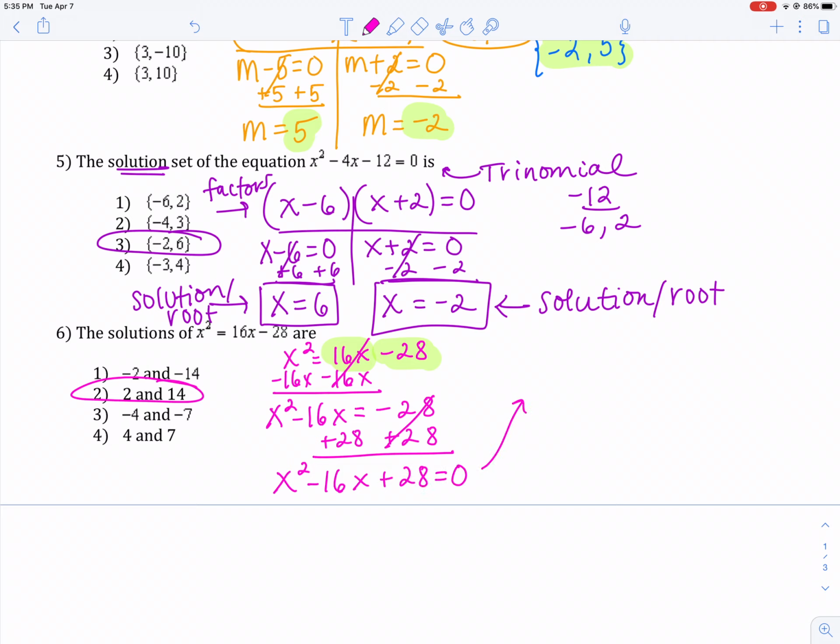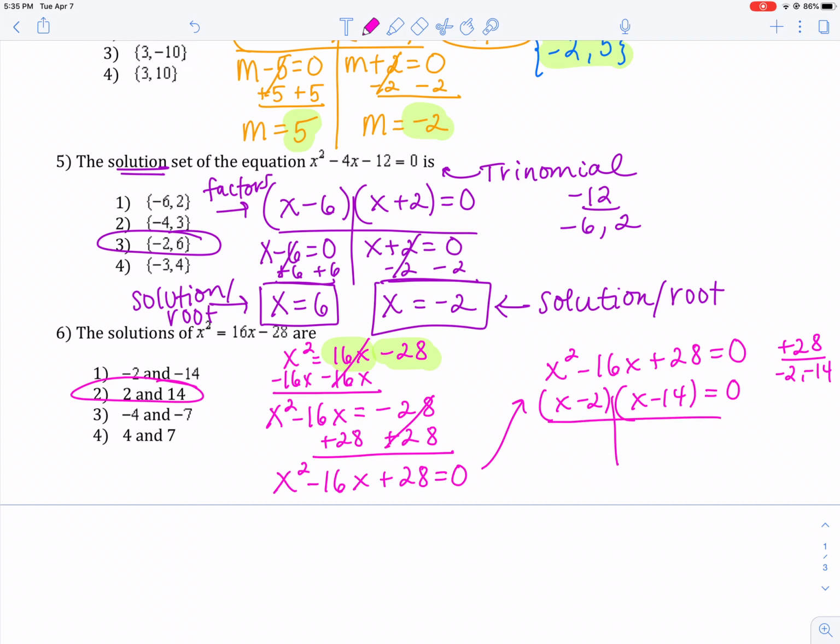So I'm going to bring it up here. X squared minus 16x plus 28 equals 0 is now ready to factor. What multiplies to 28 and adds to negative 16? Negative 2 and negative 14. So when I put those in, x minus 2 and x minus 14, they multiply to positive 28. They add to negative 16. Set up my T. Set up each factor.